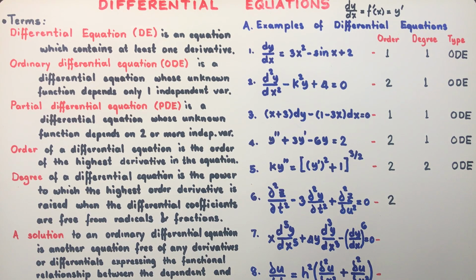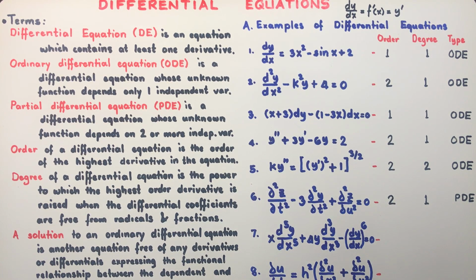But what is the degree of this differential equation? Since the exponent of the second partial derivatives are all 1, then therefore the degree of this differential equation is 1. And what type of differential equation is this? This is a partial differential equation because it involves partial derivatives.